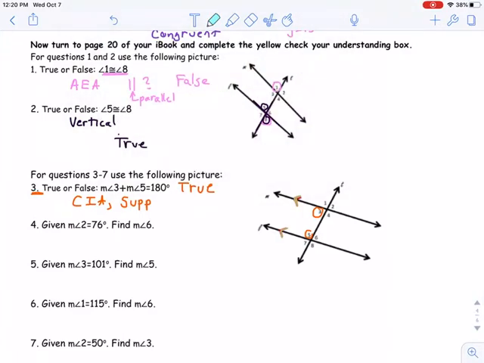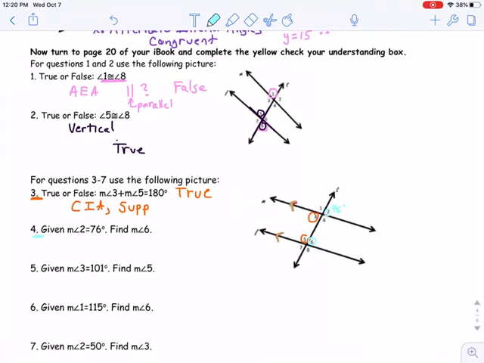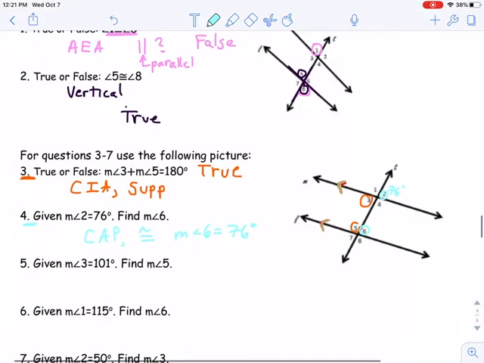Okay. Now number 4. Measure of angle 2 is 76, so that's 76 degrees. What's angle 6? Well, they're in the same relative position. They're on the top right. So we have the corresponding angles postulate. What's the punchline of the corresponding angles postulate? Congruent. So the measure of angle 6 is 76 degrees as well. Nice.